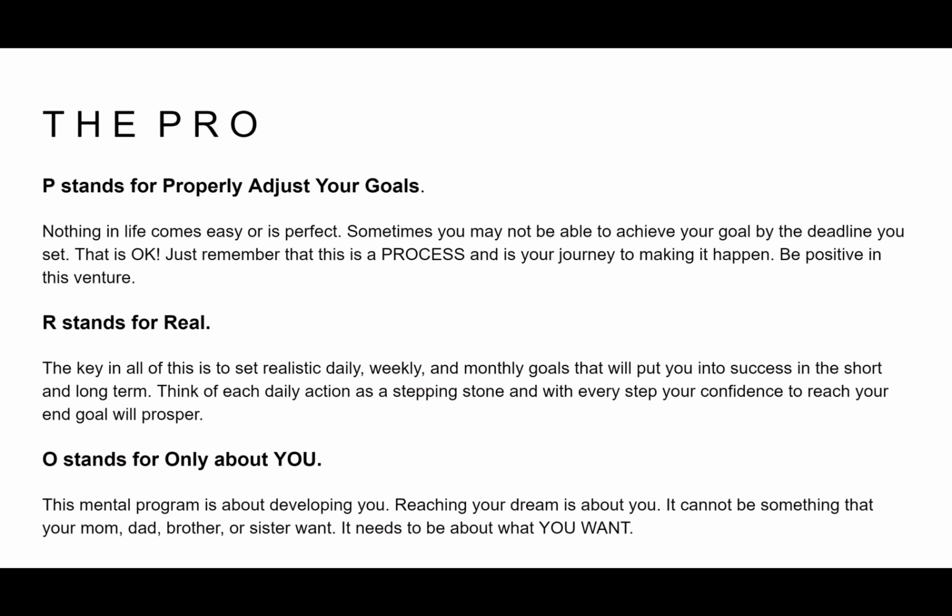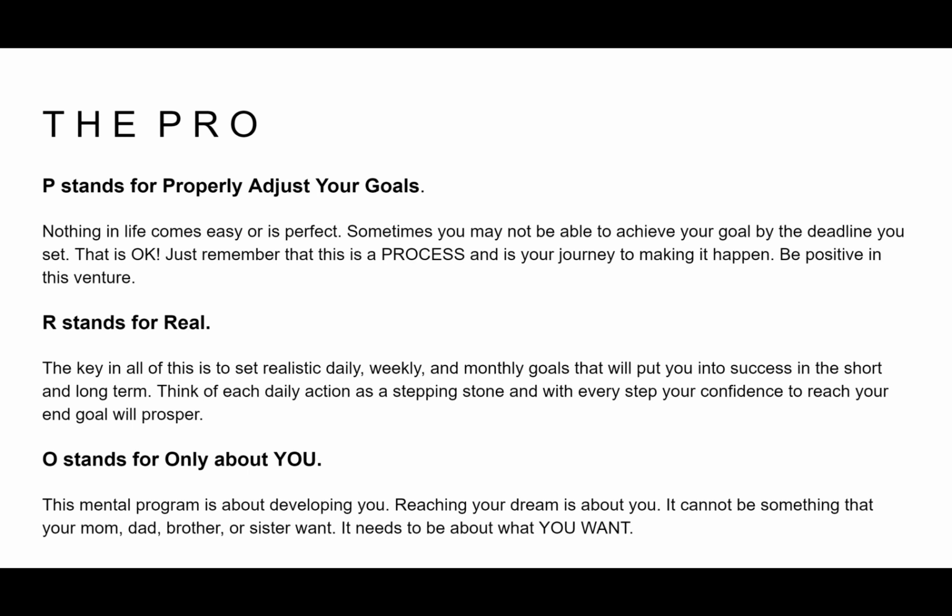P is standing for adjust your goals, properly adjust them. There are going to be times when you need to adjust things because life isn't always going to go your way. That's part of the painful process, right? There's going to be adjustments in this. Now, just be positive because at the end, you can still make what you want to have happen. It's just not going to go the same way that you originally planned. You just have to make an adjustment to it. No big deal. Just get after it again.